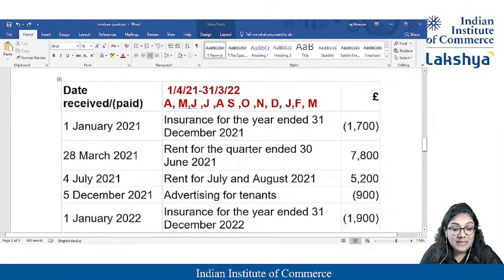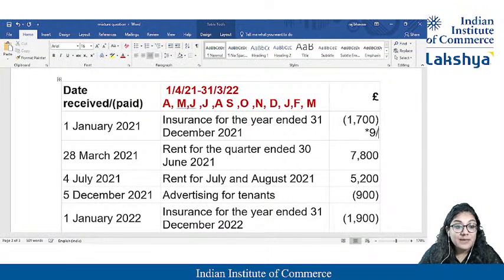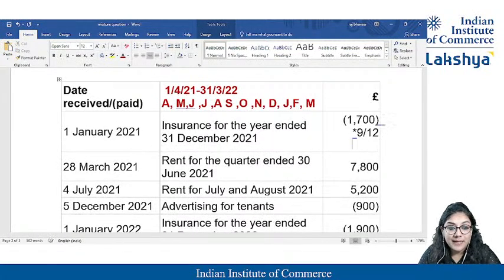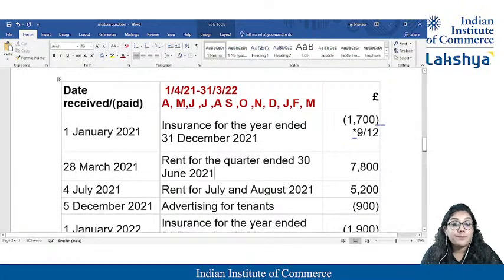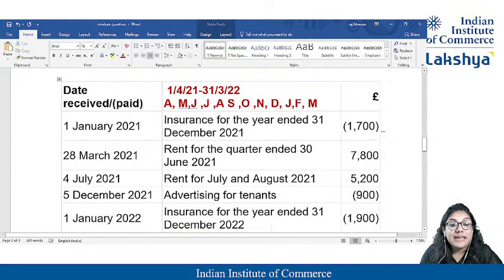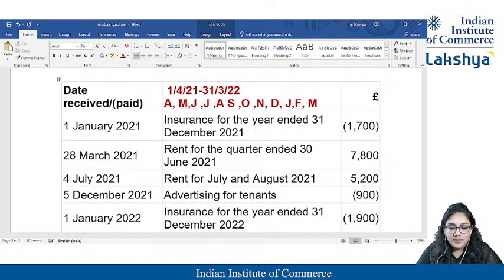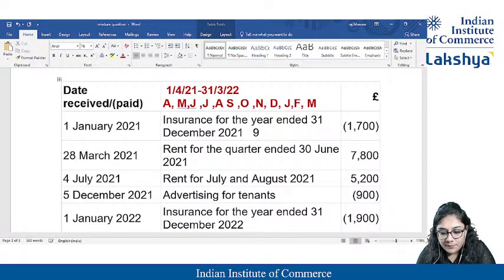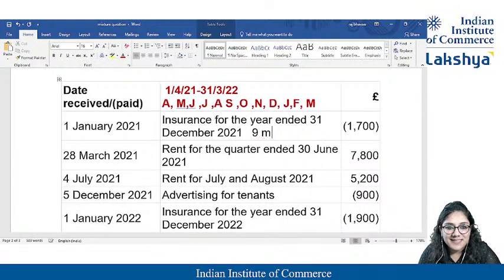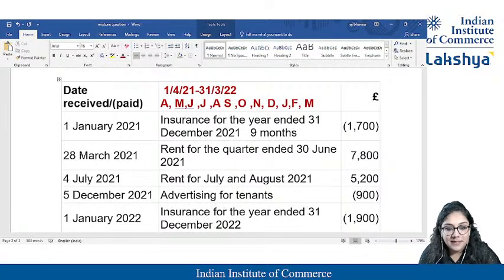It will be 1700 into 9 by 12. You know why? Because it is not for the complete year, it's just for 9 months. Over here I can write it in brackets, for 9 months, isn't it? Agreed? So I will write 9 months here, so that at the time of calculation things become very easy, when it is already pre-written.